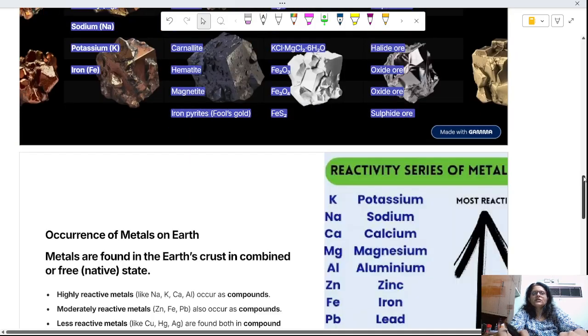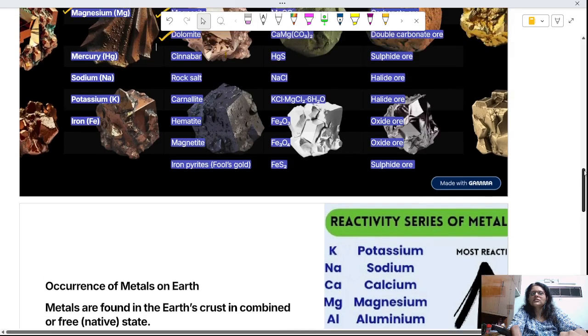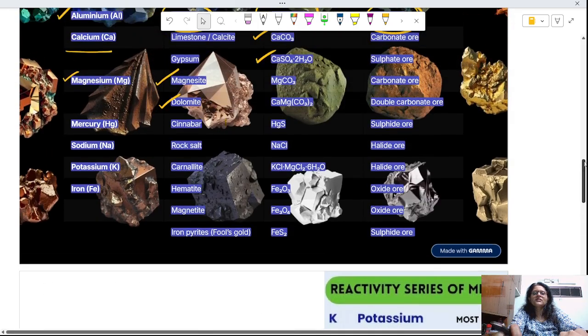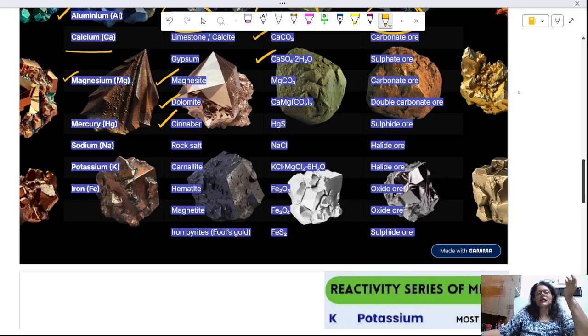Then comes mercury. Mercury is something that we need to study in this class. Mercury ore is called cinnabar. Remember all these names, say copper glance, cinnabar, zinc blende, all these things. And it is HgS. It is a sulfide ore.